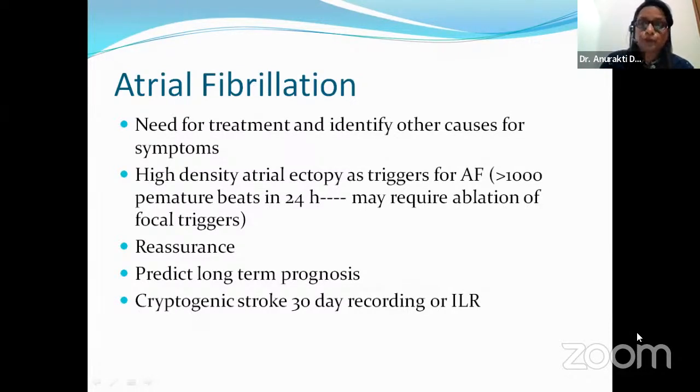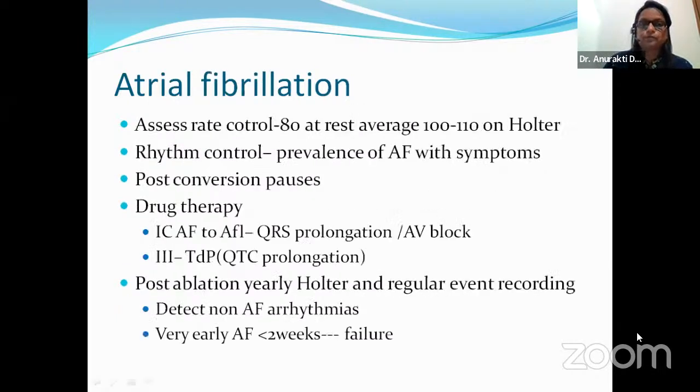Also, you can reassure your patient that although they have this atrial fibrillation, it has nothing to do with the symptom, and nothing to do with the prognosis right now, so I don't need to do anything. You need to do a Holter to see if everything is all right and not correlating with the symptoms. To predict the long-term prognosis in AF, you also need Holter monitoring. And if you have a patient with a cryptogenic stroke, you need either an ILR or a longer period of monitoring to see if there was any atrial fibrillation, which is a cause for the stroke.